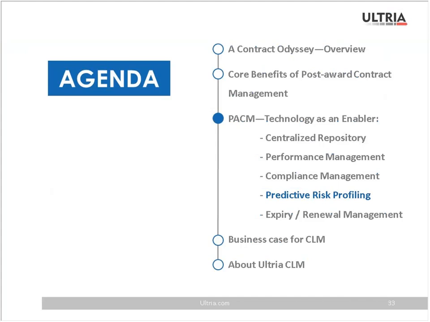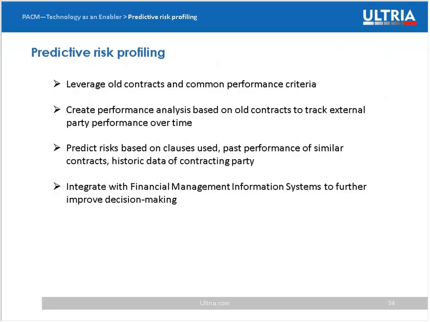We've talked a little bit about the value of the central repository, core performance management, measuring, compliance management, and now let's look forward, which is predictive risk management. Predictive risk is an interesting challenge. There are many different inputs to a risk model. You can leverage the performance of old contracts and common performance criteria across them, perhaps across a similar goods or services basket by a particular provider. You can create performance analysis based on old contracts, tracking external party performance over time.